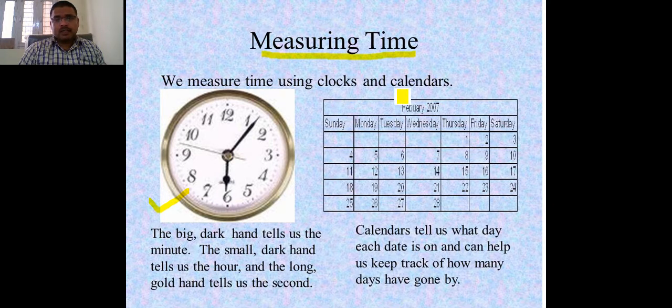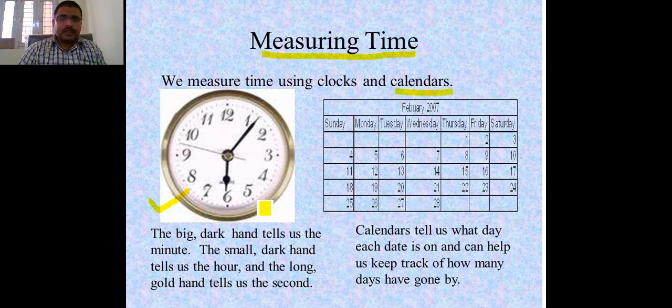And the calendar talks about the month, in which month which dates there are. Like in February 2007, Sundays were on the 4th, 11th, 18th and 25th. Mondays were on these dates. All these things are mentioned here.